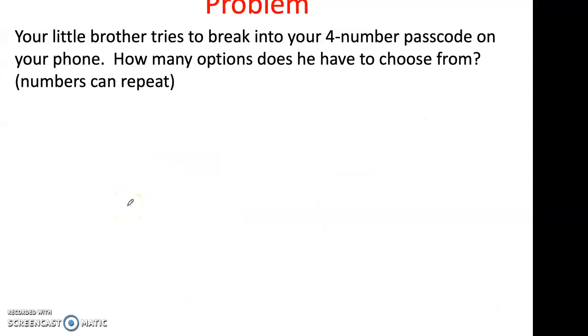Your little brother tries to break into your 4-number passcode on your phone. How many options do you have to choose from? Numbers can repeat. Well, again, 4 numbers, so we have a 4-number passcode. You have 10 to choose from for the first one, 10 for the second one, it could repeat, 10 for the third, and 10 for the fourth. And no calculator needed for this because it's 10 to the 4th power, which gives us 10,000.